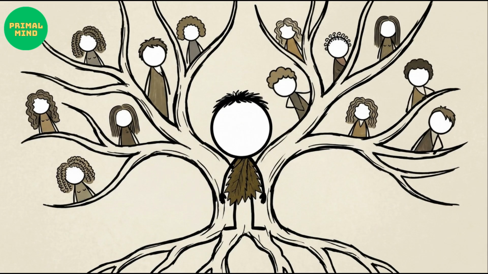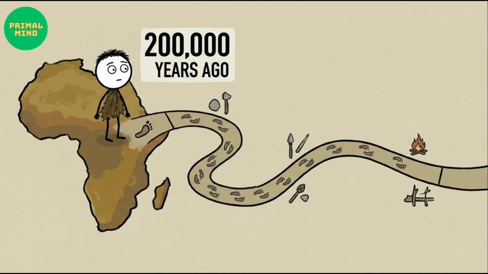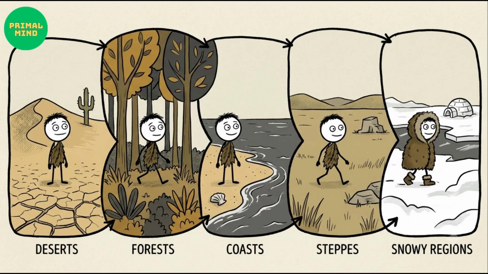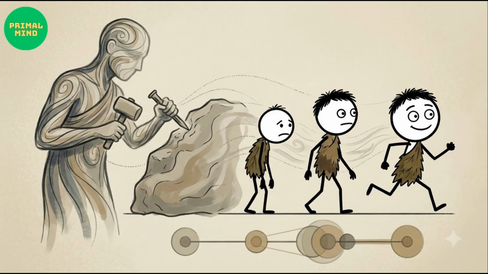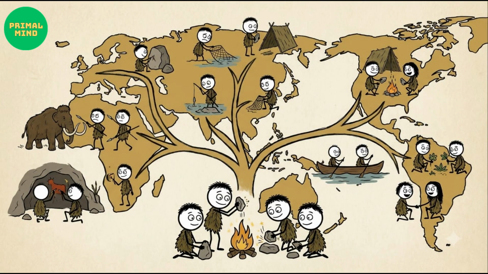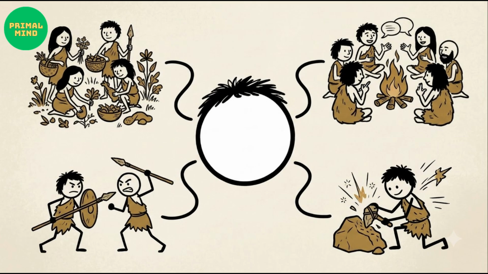There was only a single ancestral population in Africa roughly 200,000 years ago, and a few thousand generations of that population spreading into wildly different environments. And evolution quietly, patiently, running its own regional experiments in every single one of them. So let's pull all of that back together.